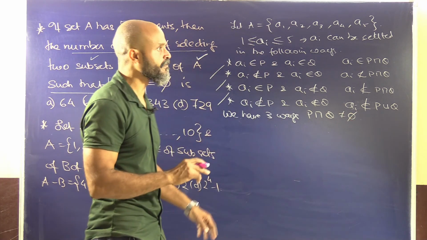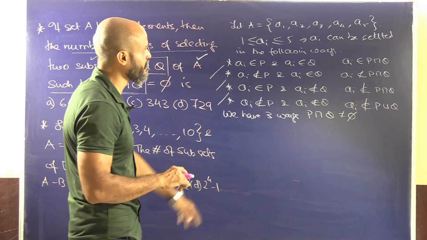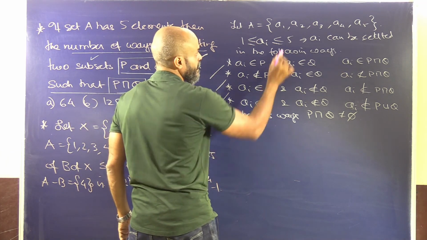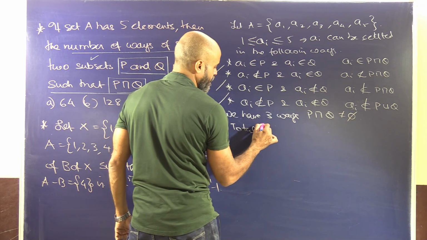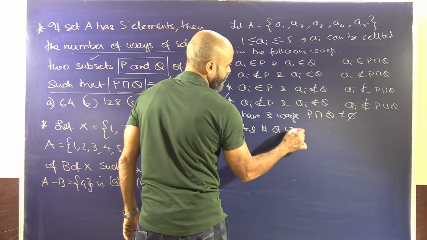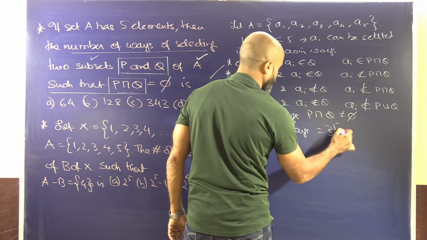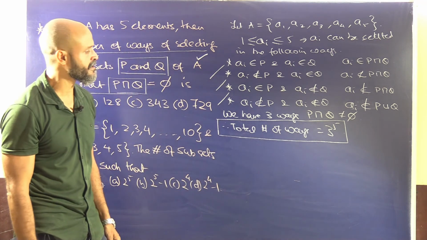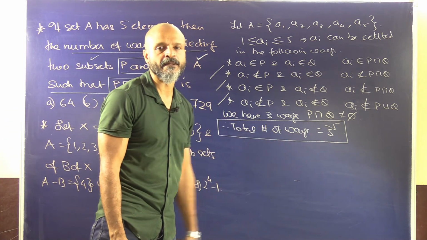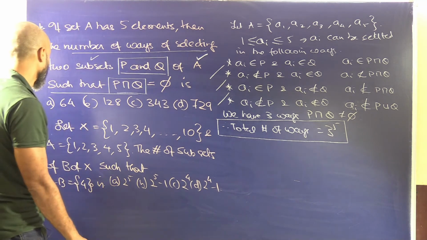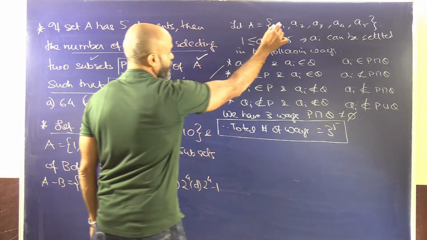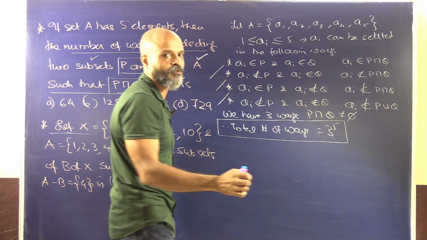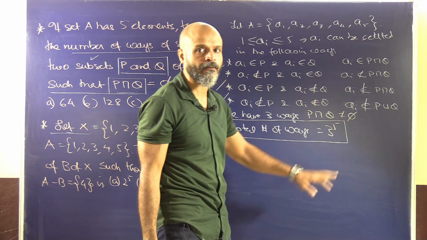Now for each of these 5 elements we have 3 ways. So the total number of ways for each of these 5 elements will be 3 to the power of 5. So for A1 we have 3 ways, A2 we have 3 ways, A3 we have 3 ways, and so on and so forth. So this will be a total of 3 to the power of 5.